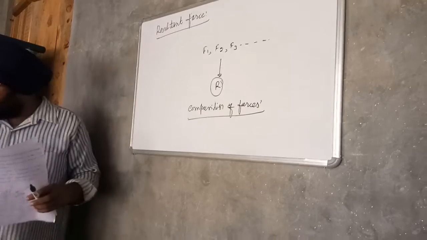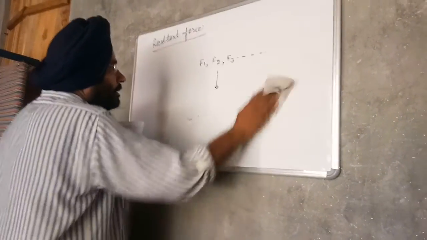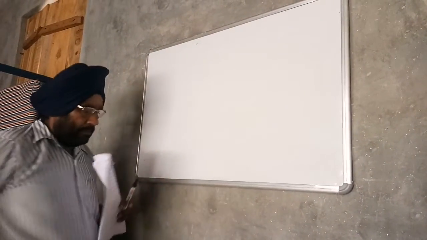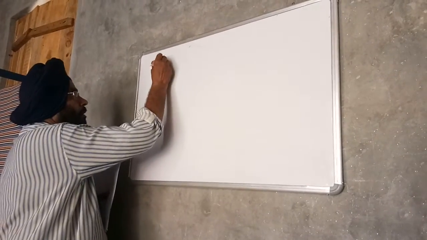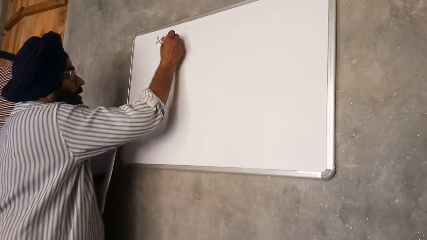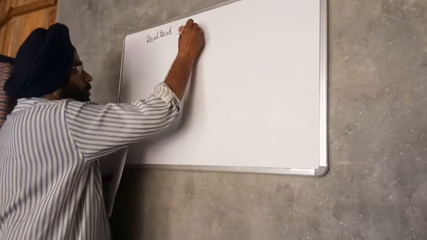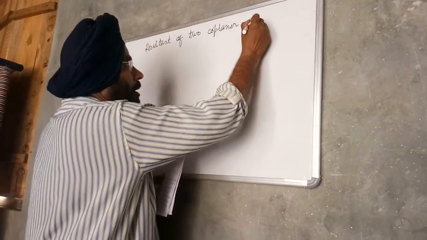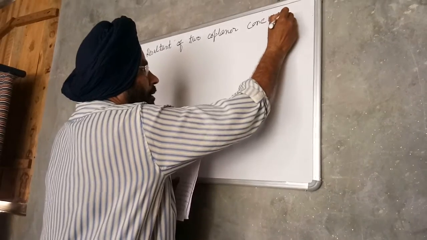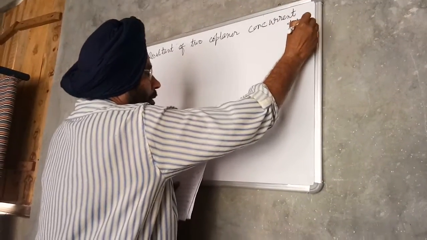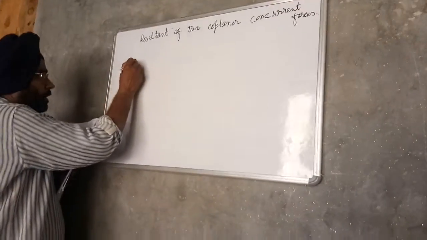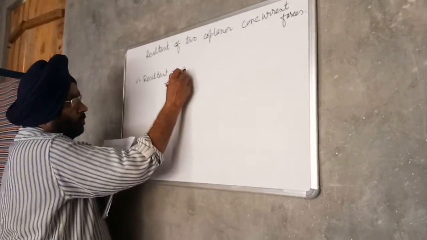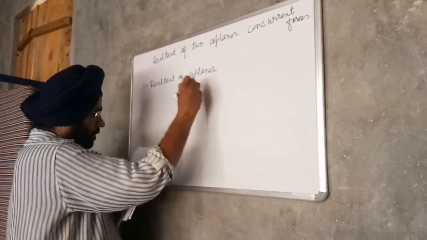So next is the resultant of two coplanar concurrent forces. First is the resultant of coplanar collinear forces.